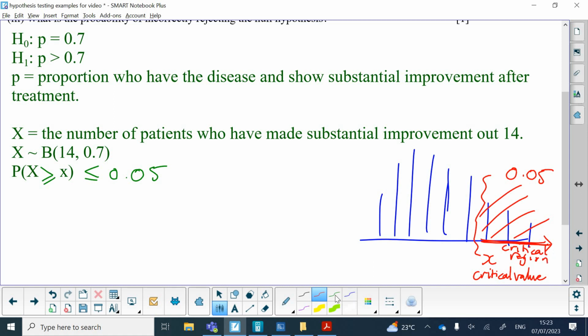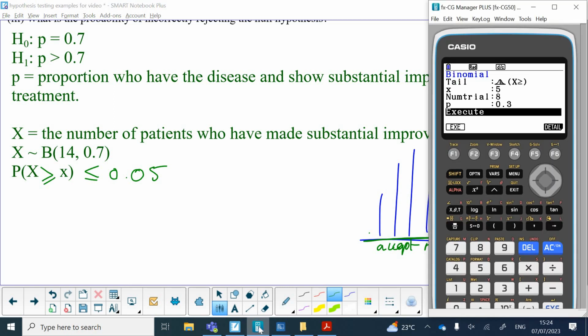However, if instead we got a number less than that, for all of these numbers, we would happily accept the null hypothesis. We'd say we can't reject it, so we accept it. So sometimes this is called the acceptance region. The crucial one is the critical region, but we have seen some questions with acceptance region. Right, so we use the calculators to work out what this value of x is.